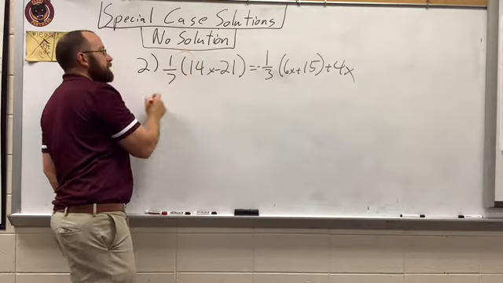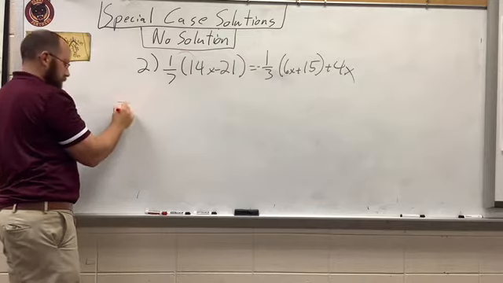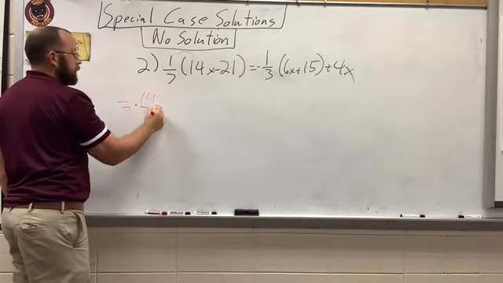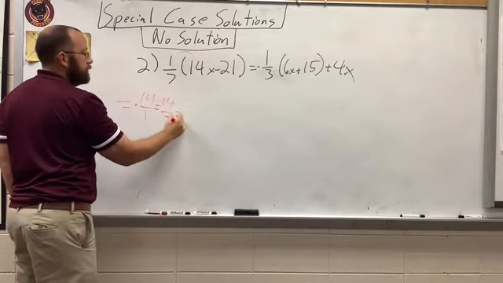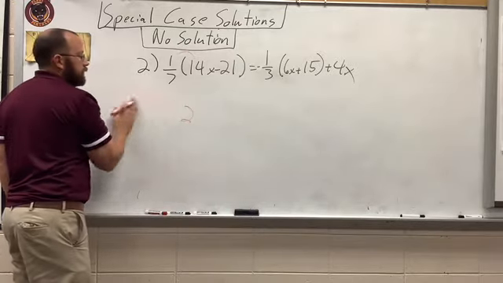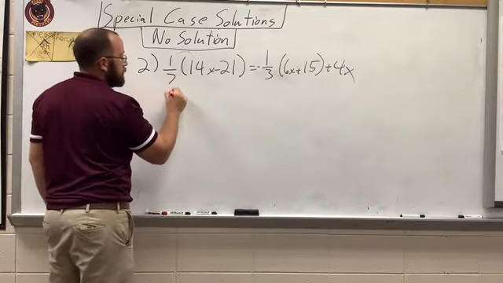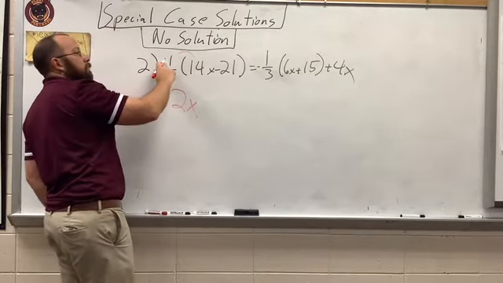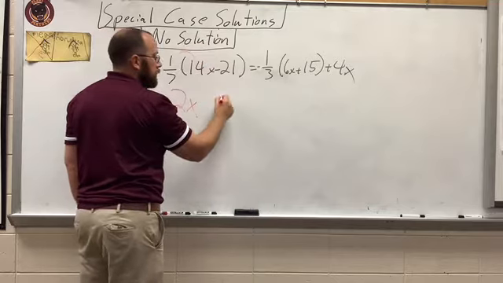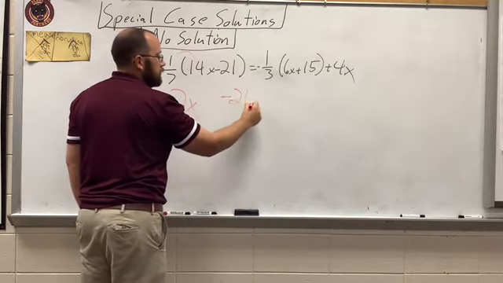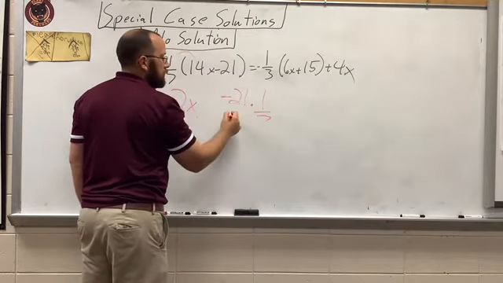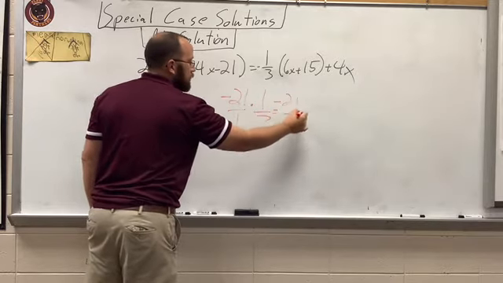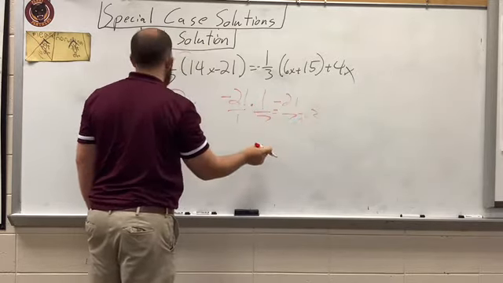We'd say 1/7 times 14. Multiply across, 14 over 7, which equals 2. So this gives us 2x. Then we say 1/7 times negative 21. Multiply across, get negative 21 over 7, which equals negative 3.